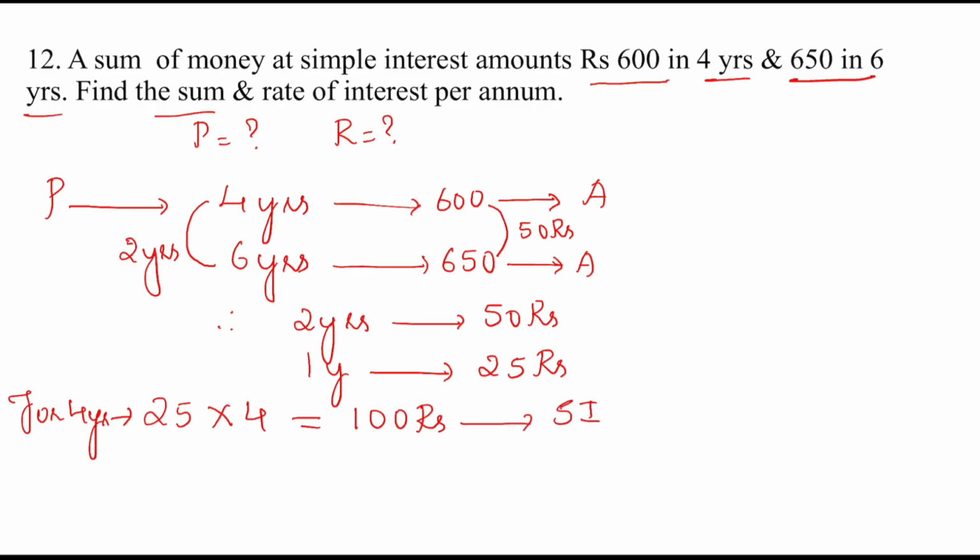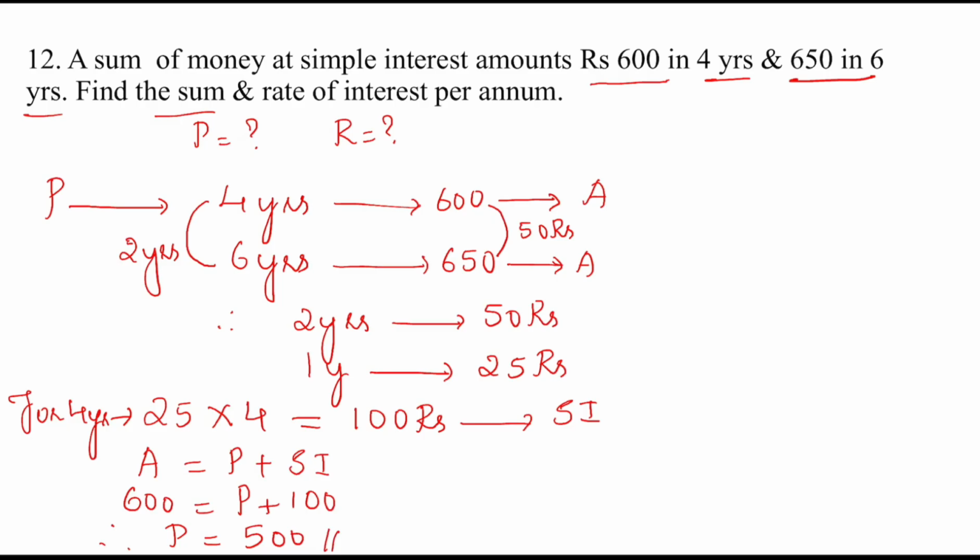So we know that amount is principal plus SI. For 4 years only I am doing this. So 600 rupees amount we are getting, and we don't know the principal, plus SI we got as 100 rupees. So therefore principal will be 600 minus 100, which is 500 rupees. So principal is 500 rupees.